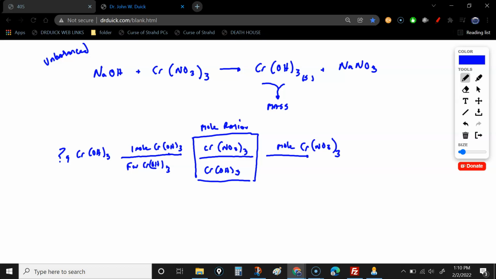Okay? And I'm going to be able to say, well, I used 0.020 liters. I can easily find out the molarity of this. So it's a little bit of backwards thinking, but it kind of makes sense.